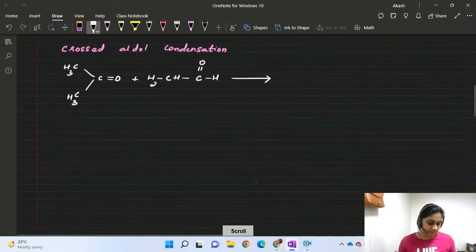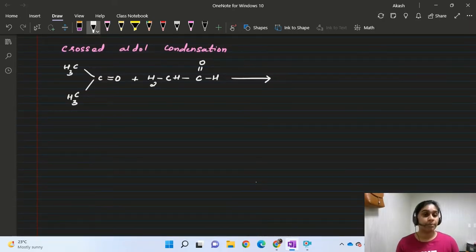Now I'm taking another example of cross aldol condensation where both the carbonyl compounds have alpha hydrogen. So what are the different possibilities? Here in this case we have four possible products. Two are self-aldol condensation, with acetone involved in self-aldol condensation and acetaldehyde involved in self-aldol condensation.